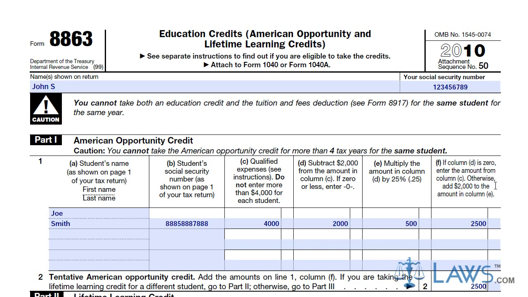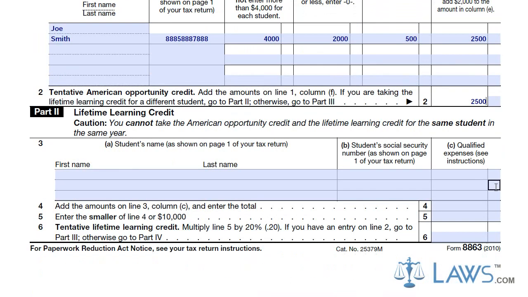Go to Part 2 if you are claiming a Lifetime Learning Tax Credit for a different student than named in Part 1. Do not claim both for the same student. Supply each student's name in Part 2. State each student's social security number and qualified expenses from the tax year.